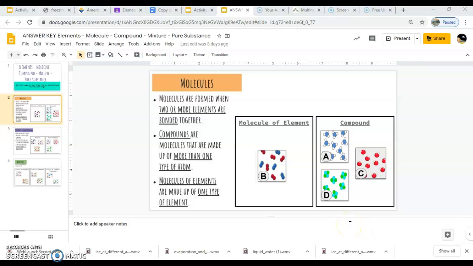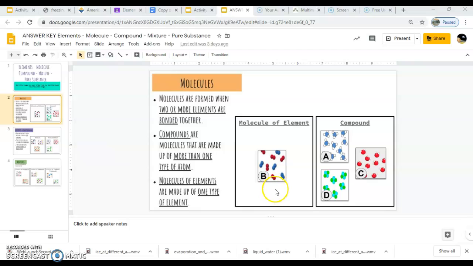Hello everyone. I want to go over the answer key to elements, molecules, and compounds mixtures from last week. So on slide 2, we have here the molecule of elements as well as compounds. Now, you'll see that the reason the element is an element is because it's two of the same color, and that represents an element.